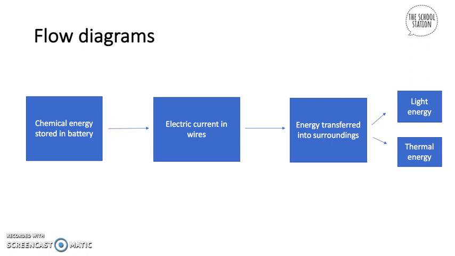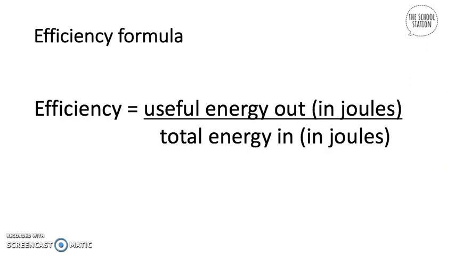energy is transferred into thermal energy. So these are the two types of energy that come out. One is useful and one is dissipated. So that's the flow diagram, and you can draw it like this during your exam.